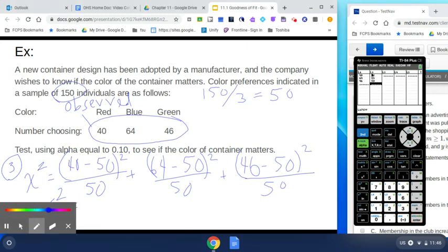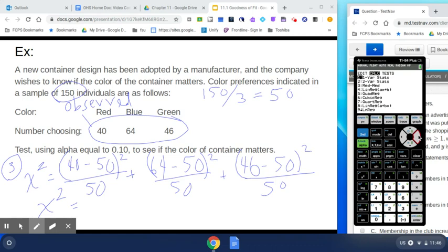Okay, I went ahead and entered those observed in list 1 and the expected in list 2. I'm going to go to stat, over to tests, and I'm looking for the chi-squared GOF test. Again, option D in my calculator. I've entered the observed values in list 1 and the expected values in list 2, but for this prompt, I had a degree of freedom of 2. Calculating, we get a chi-squared test statistic component of 6.24.